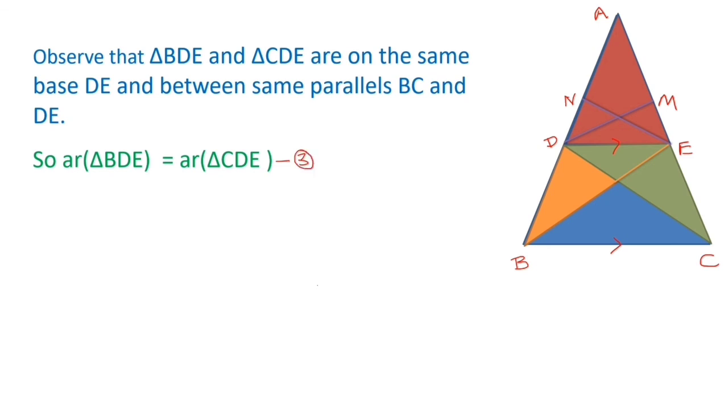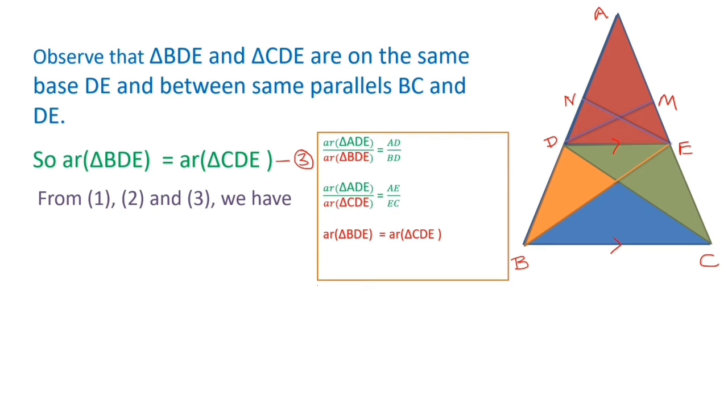Now see the first, second and third equations. From those three equations we can conclude that the first equation and second equation will be equal, because area of triangle ADE by area of triangle BDE in the first equation, and in the second equation also area of triangle ADE by CDE, but BDE is equal to CDE. Therefore AD by BD is equal to AE by EC. From the first, second, third equations we conclude AD by BD equals AE by EC. This is what we had to prove. Hence proved.